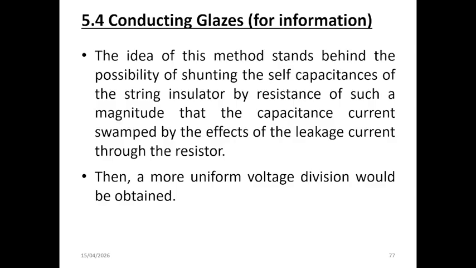All right. When the leakage current through this resistance passes, and this leakage current is sufficiently large, it dominates over the capacitor current. As a result, the voltage distribution will be more dependent on the resistance rather than the capacitance, and it can lead to a more uniform division of the voltage across the insulator units.